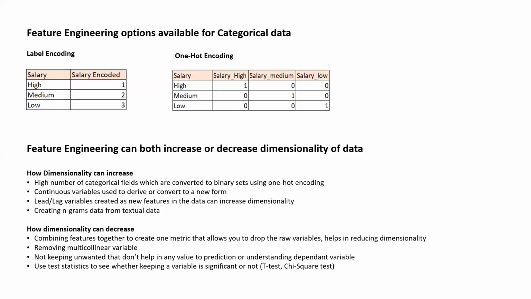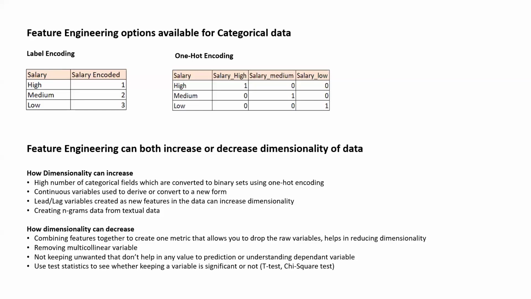When we are dealing with textual data, we tend to create n-grams of those fields, and that also adds additional columns. Every word in that sentence of a field is captured into a column, getting created into a column. Now that could be a binary column, but overall the dimensionality of the data is increasing.